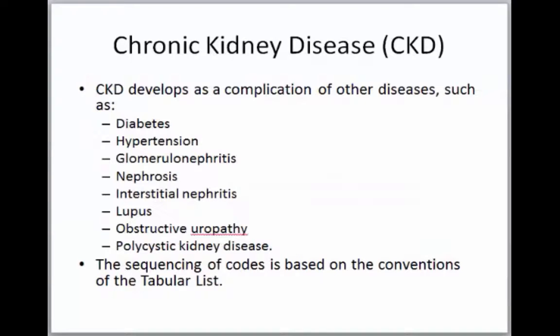Chronic kidney disease, we've looked at it in a couple of body systems. It's important to remember that it develops as a complication of other diseases. And your coding handbook mentions the diseases here that are on this slide. And how you sequence those codes is going to be based on your instructional notes and your Excludes 1, Excludes 2 notes in the tabular once you've found your code.